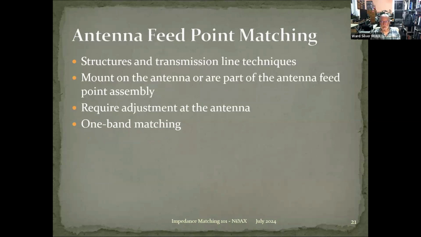There's all kinds of structures that you have seen, gamma matches and hairpins and all sorts of stuff. There's also transmission line techniques where you can use these synchronous transformers and other stuff right at the antenna. These mount right at the antenna, or maybe they're part of the antenna feed point assembly. And you've got to get up there and adjust them right at the antenna. So you're up there hanging on for dear life with one hand, fooling around, adjusting the gamma match with the other one, and yelling down to your assistant, "How's it look now?" So that's one of the nice things about all these new antenna measuring things that you can put in your pocket and take right up the tower with you. But you still have to adjust them right at the antenna. They are single band matches. They're not wide band matches.